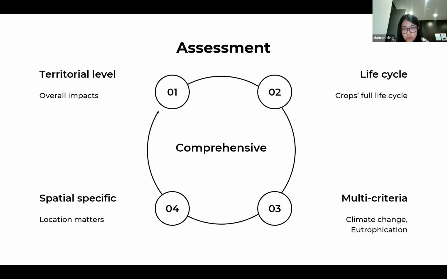It should be at the territorial level. We don't want to know only one product; we want to see the impact at the territory. We want to know if it is spatially specific, because each location has its own soil properties, for example. So the spatial dimension is important. Then we want to see the production life cycle instead of focusing on one product, one process. And then we want multi-criteria. We don't want to focus only on climate change. We want to see the impacts on eutrophication and other indicators that we care about.